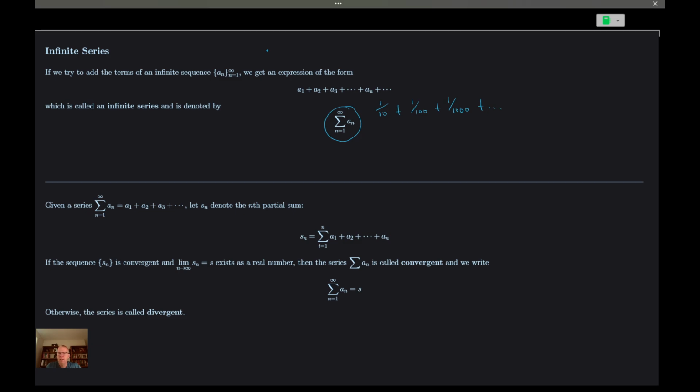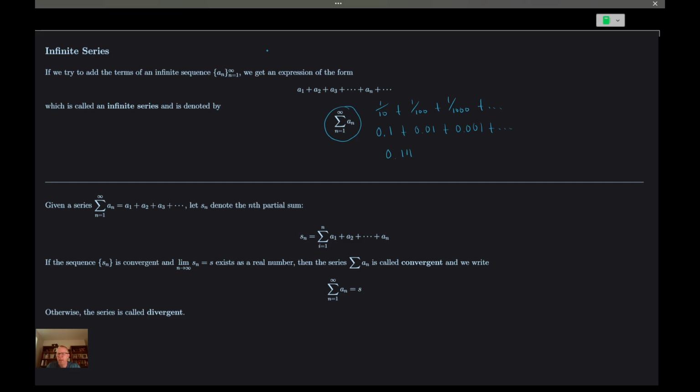1/10 plus 1/100th plus 1/1000th, plus 1/10,000 plus 1/100,000, and so on. What is this number? What does this series converge to? If we look at the decimal form of this, 1/10 is 0.1, 1/100th is 0.01, 1/1000th is 0.001, and so on. Now, if we just add up these three, we can start to see the pattern. 0.1 plus 0.01 plus 0.001 is 0.111.